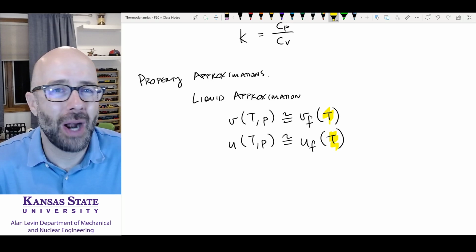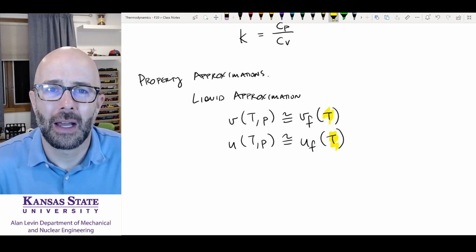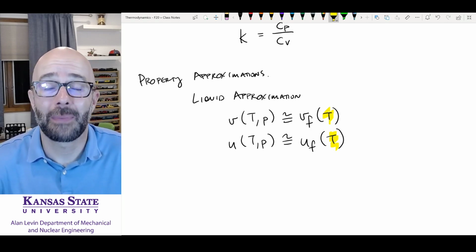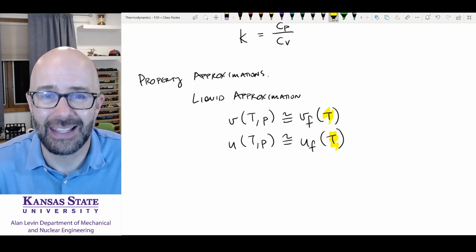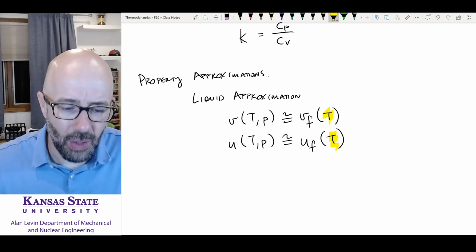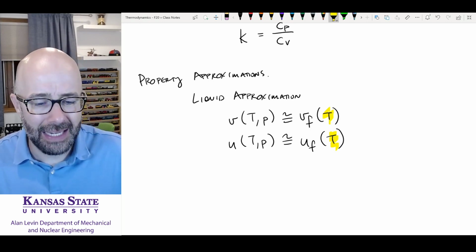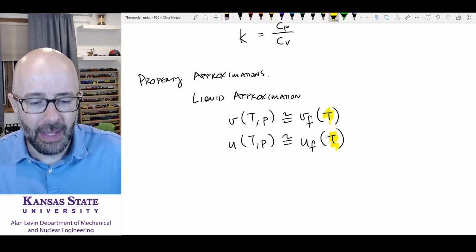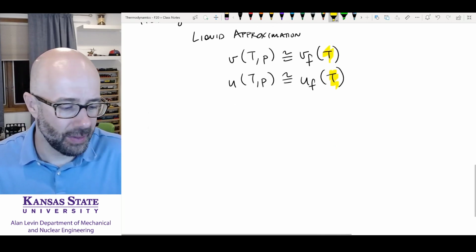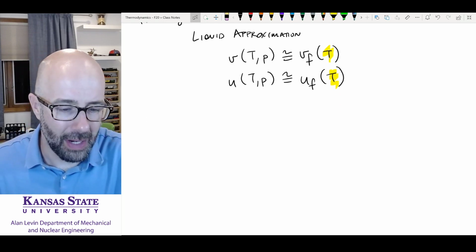So again, we're saying that properties don't change very much from saturation in liquids. We're going to use this a lot. Almost every time you see a liquid in this class, unless it's very, very highly pressurized water, we are going to deal with this liquid approximation. Okay, talked about that before, mentioning it here again. Now, we didn't talk about enthalpy because enthalpy is a new idea. So let's look at how we would do the liquid approximation for enthalpy.